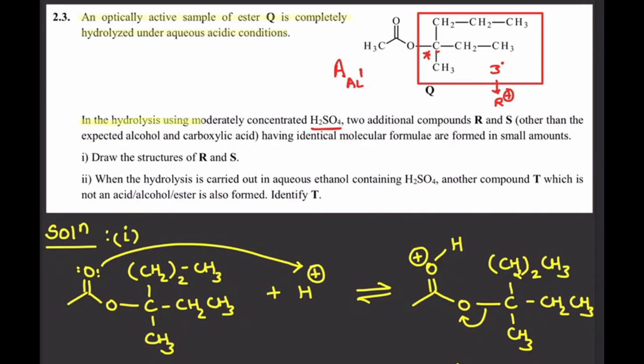In the hydrolysis, using moderately concentrated H2SO4, two additional compounds R and S, other than the expected alcohol and carboxylic acid, having identical molecular formula, are formed in small amounts. Draw the structure of R and S. When the hydrolysis is carried out in aqueous ethanol containing H2SO4, another compound T, which is not an acid or alcohol or ester, is also formed. Identify this T. So let's proceed.